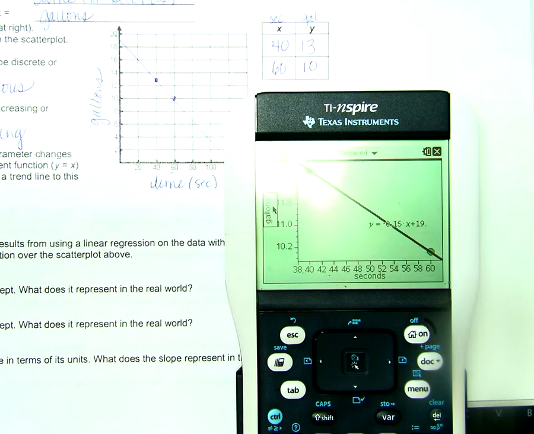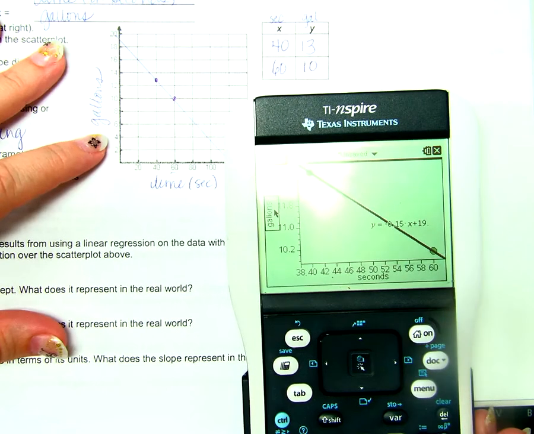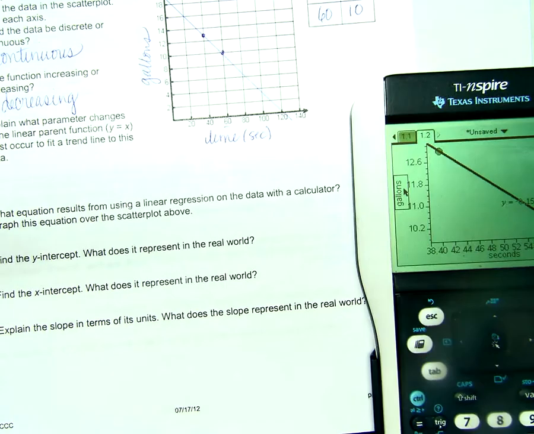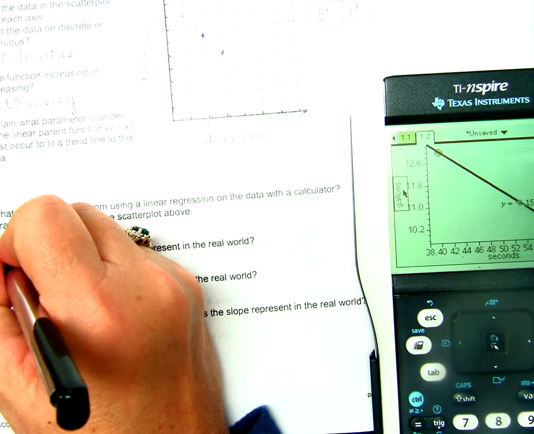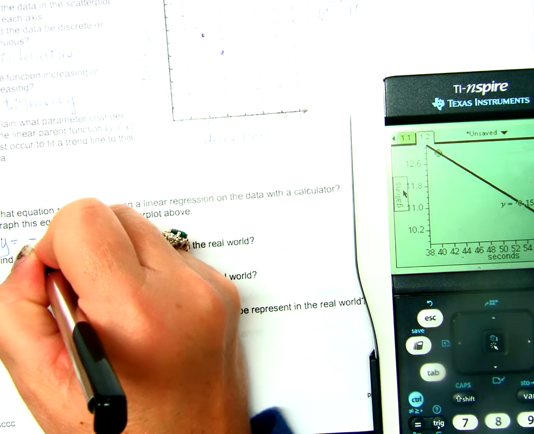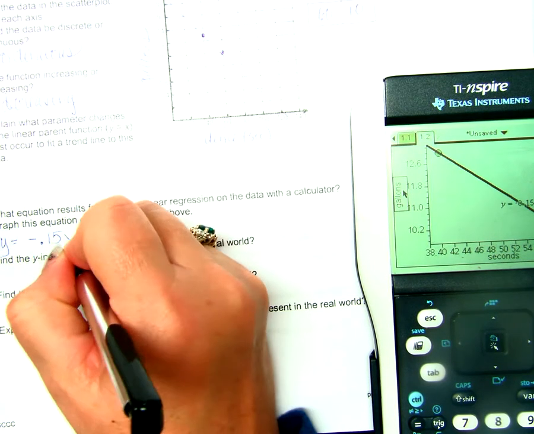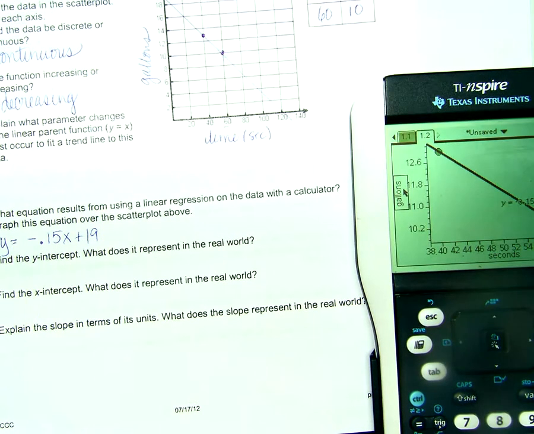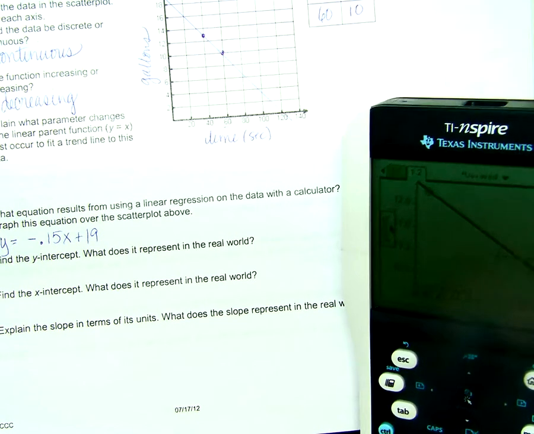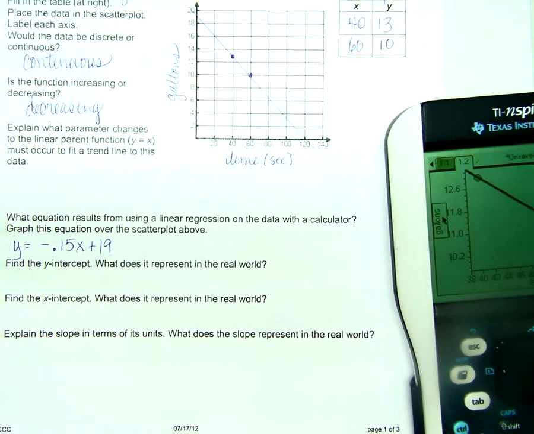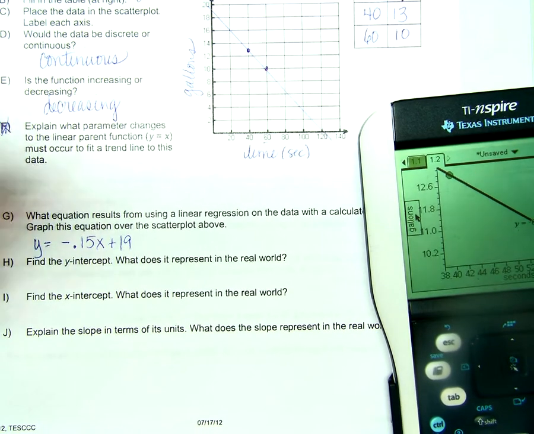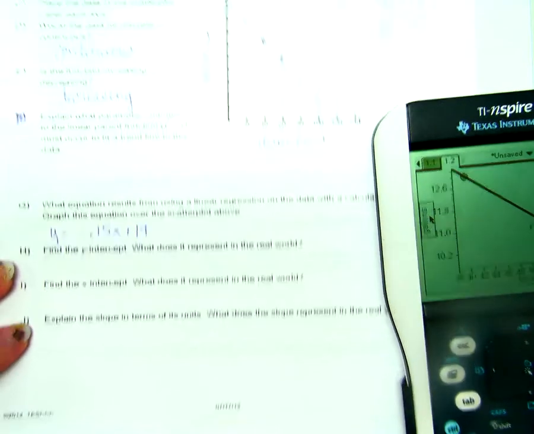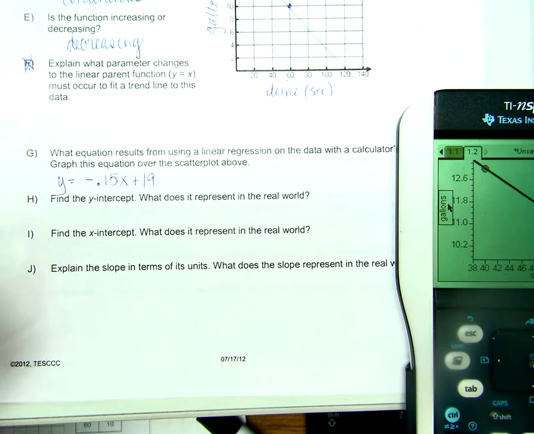So hopefully you can see that our regression equation here is y equals negative 0.15x plus 19. Negative 0.15x plus 19. Now it says graph it on the scatter plot. Well, we've already taken care of that. So H. Find the y-intercept. Well, yesterday we worked a little bit on y-intercept on that page of speeding through the lines.